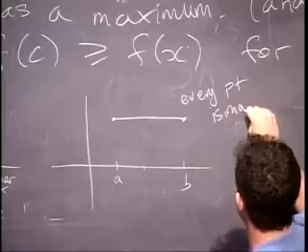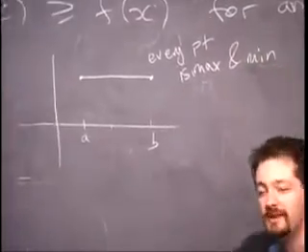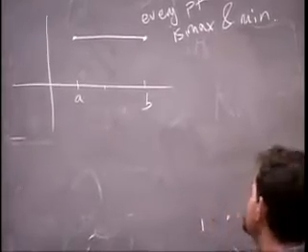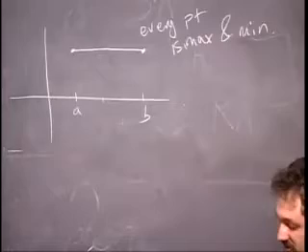Is a max and a minimum. Okay, so not only does it have one maximum, it has infinitely many maxima. And same with the minimum. Okay, but what if the function is not continuous?